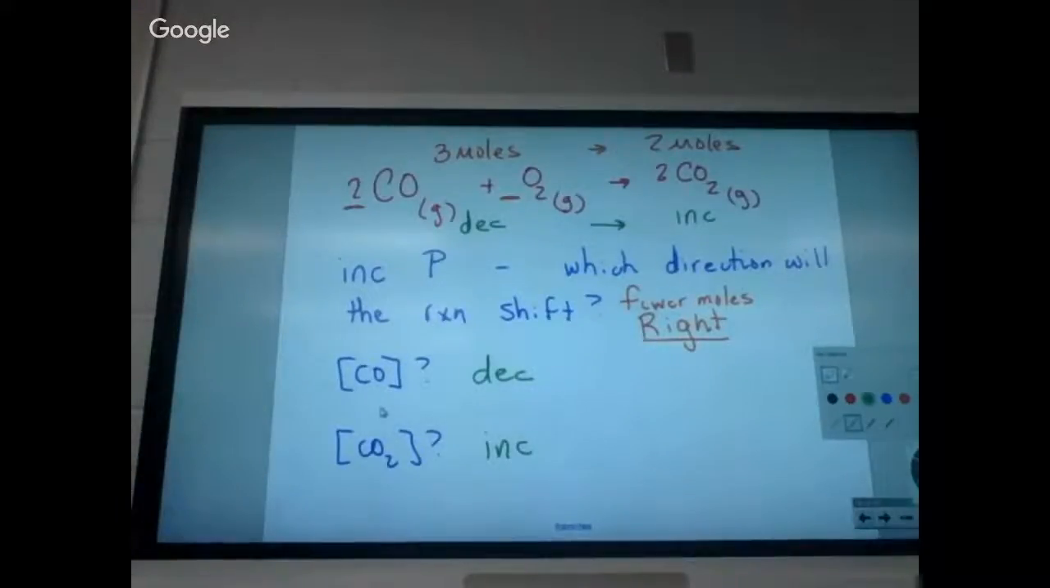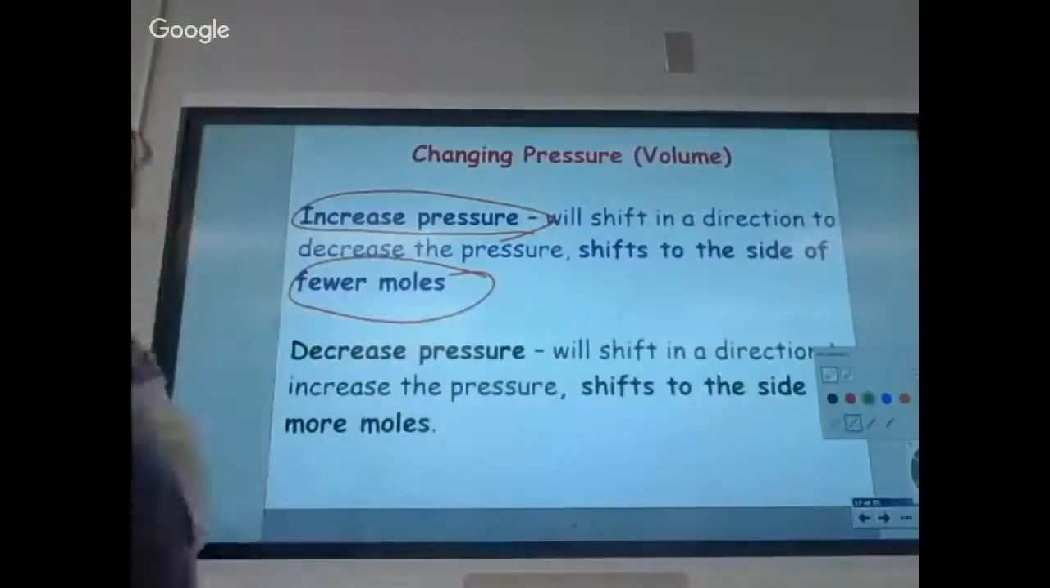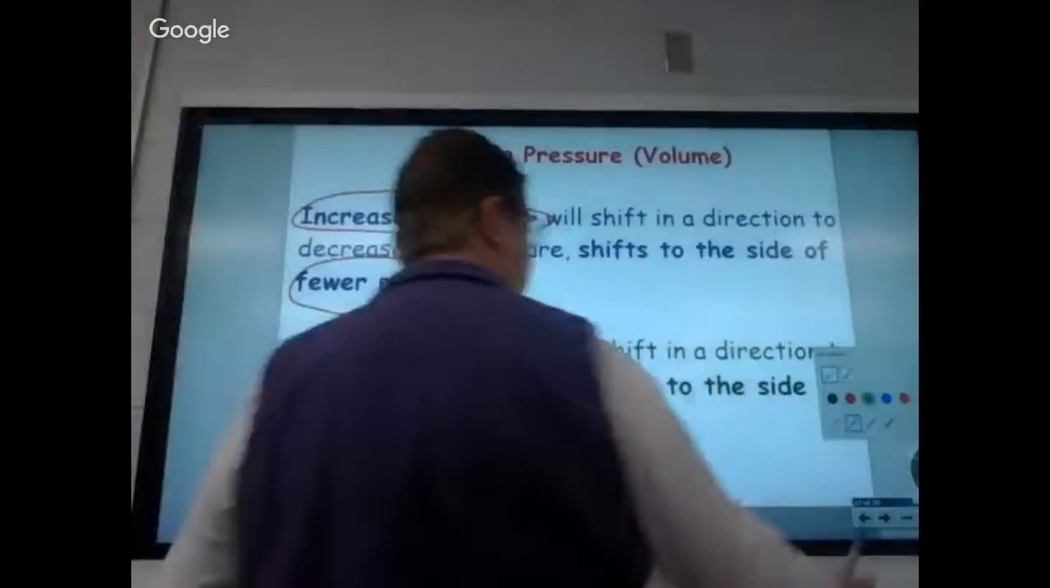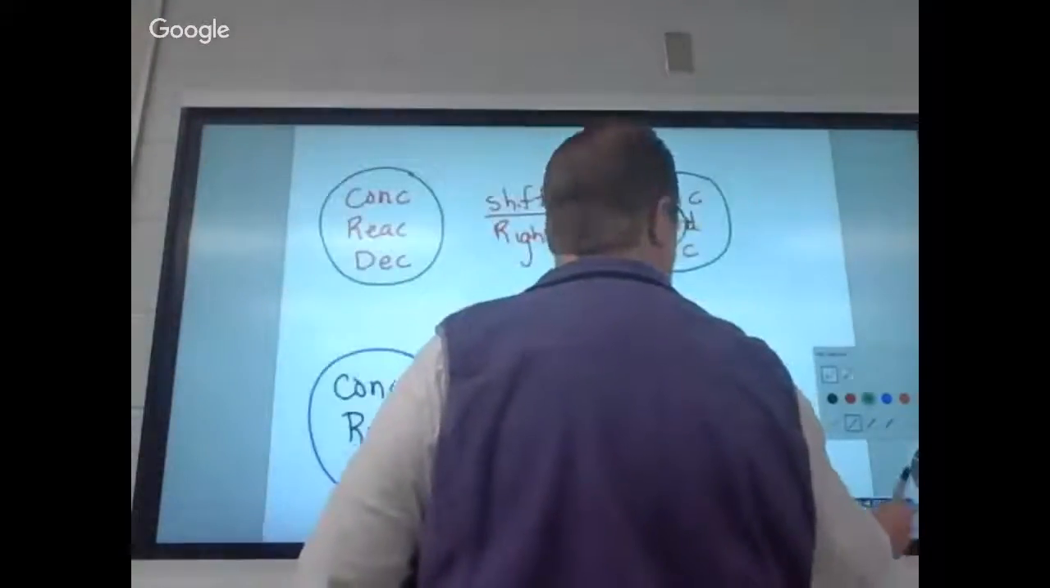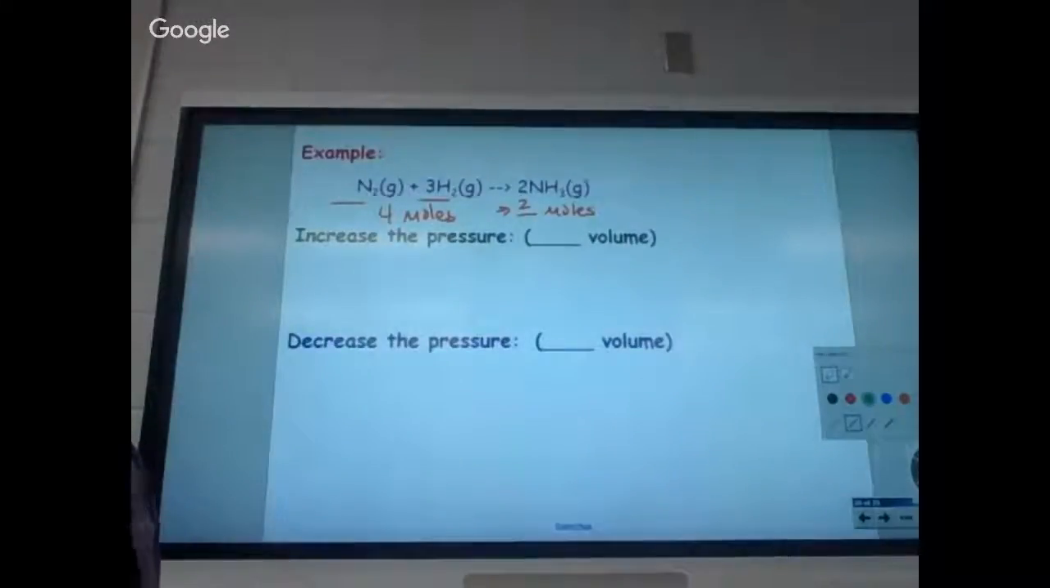Okay, wait. What was the very first slide? It was that thing. The lower, the higher. We did that Friday, and then it was shifts right, blank volume. That's just another way to increase pressure.